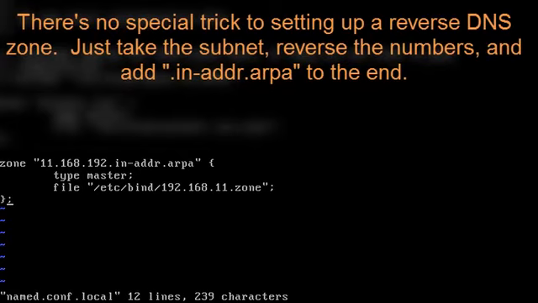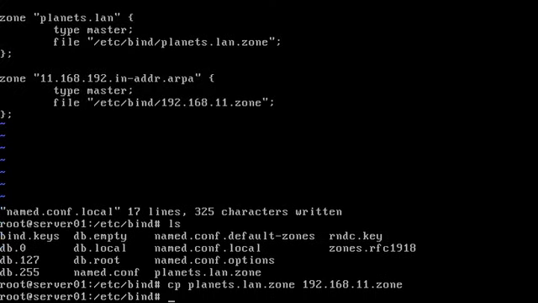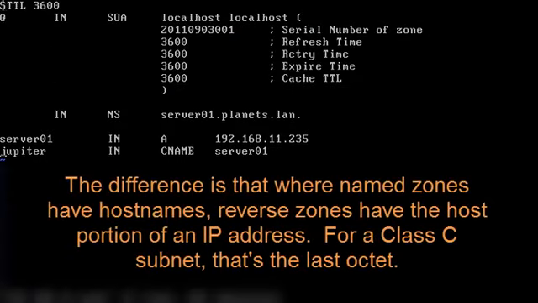Just take the subnet that you want to do reverse DNS for, flip it around backwards, and then add .in-addr.arpa to the end. Once you've done that, the actual format of the file is almost identical. So in fact, we're going to steal the file that we just did and change a couple of things around. When a request comes in to BIND, the actual zone that's called is based on the configuration file that we just edited.